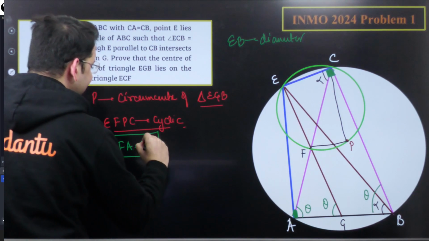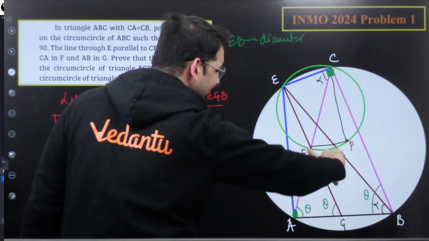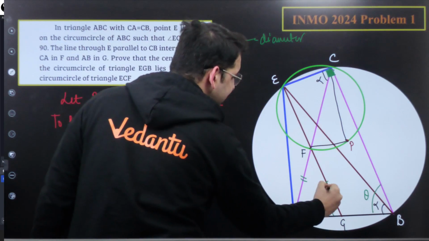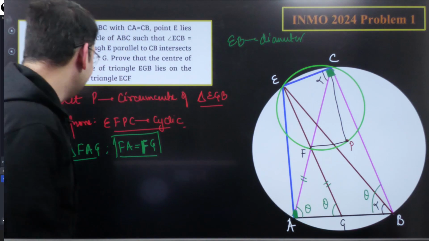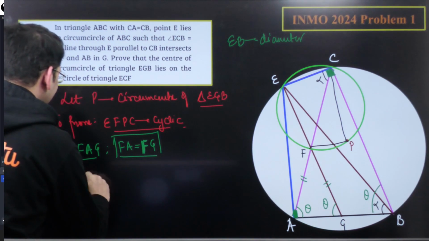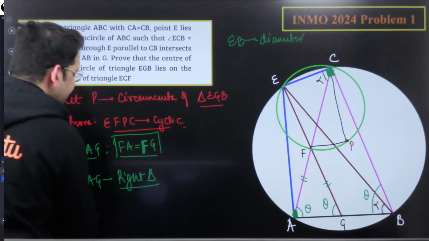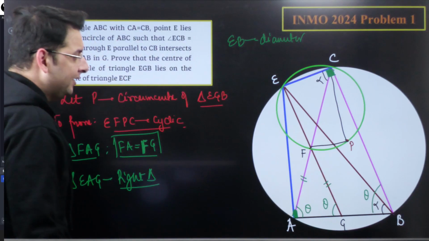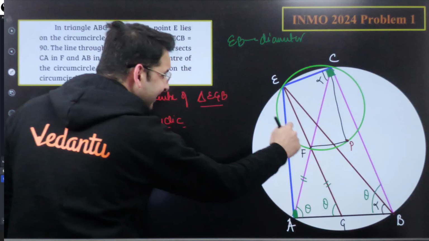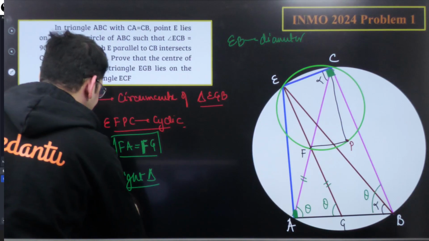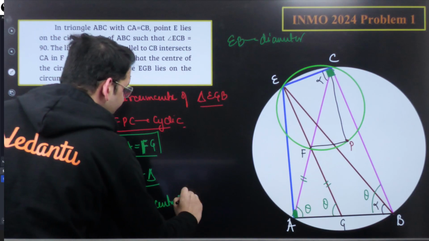Okay, so this is another implied thing which we get, because this is theta, this is theta, this is theta, so clearly FA and FG are equal. So this length is equal to this length. Also guys, I can see that EAG is a right triangle, and clearly FG is equal to FA. Can I say F is nothing but the circumcenter of triangle EAG?